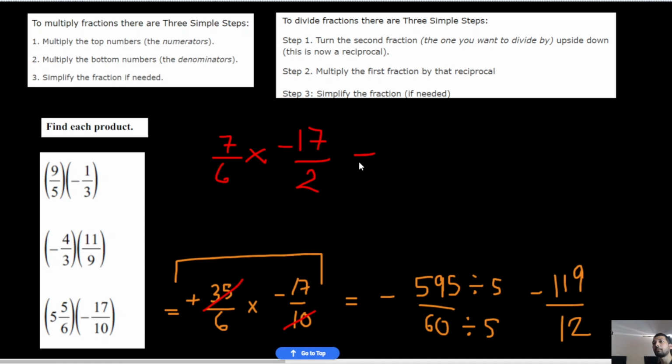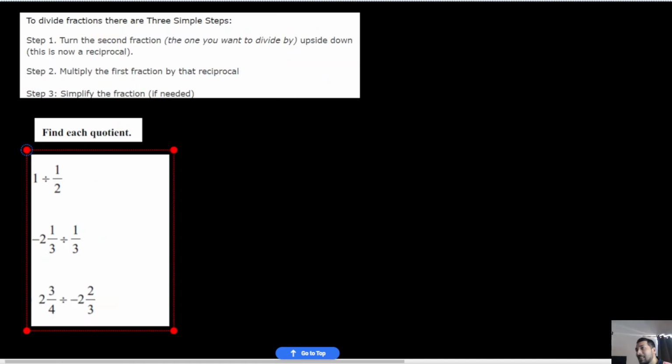Now if I do the multiplication, because I cannot simplify anymore, 7 times negative 17, that is negative 119. And 6 times 2, that is 12. You can see that both strategies give us the same answer. Perfect. Now let's try these division problems.